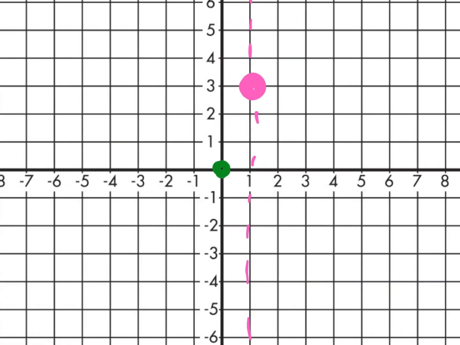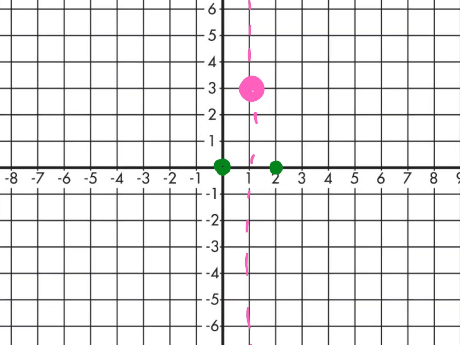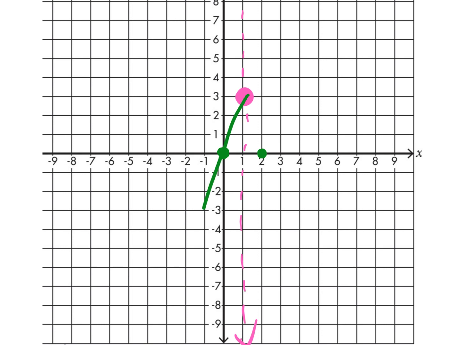Once I have that second point, do I know where my third point's going to be? Yes. Where? 2. Why 2? Because it's the opposite. Remember, our axis of symmetry tells us that our graph is going to be symmetrical about that line. So whatever point I have on the left side, I'm going to have that same point on the right side. Once I have my 3 points, we can draw our parabola.